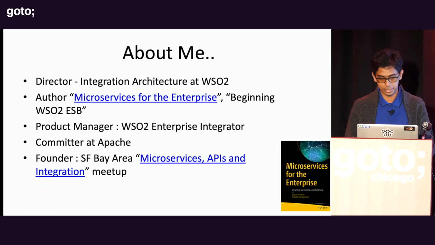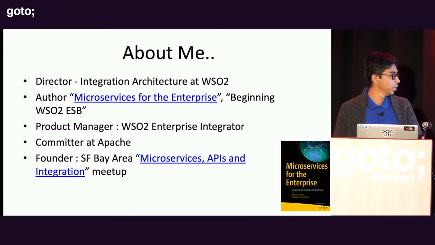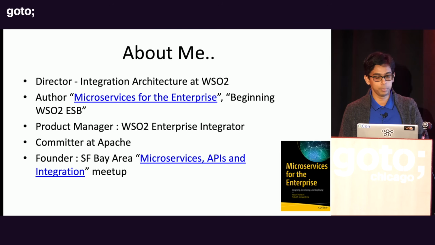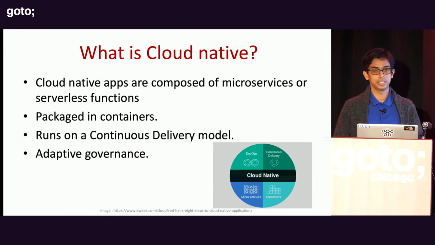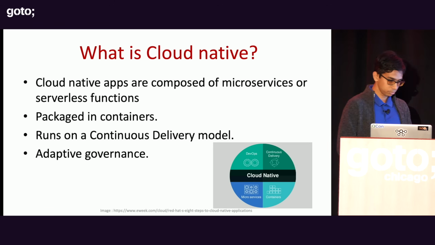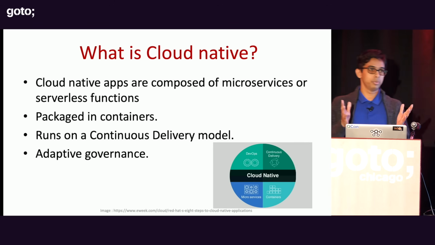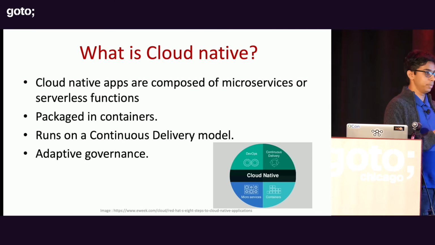A brief introduction about myself. I'm working as the Director of Integration Architecture at WSO2, and I authored a book on microservices architecture, Microservices for Enterprises, and I also work as the Product Manager of WSO2 Enterprise Integrator. I closely work with most of the Bay Area communities on microservices, APIs, and integration. So this talk contains most of the insights on how integration is changing and how microservices architecture is changing with modern enterprise needs. The title is about building cloud native applications and the role of application integration, right?